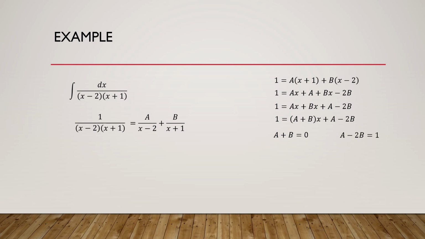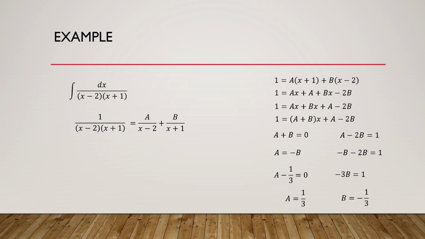We solve this by substitution. A equals minus b, then substitute minus b for a in the other equation. Add the like terms to get negative 3b equals 1, or b equals negative 1/3. Replace negative 1/3 in the original equation to get a equals 1/3.